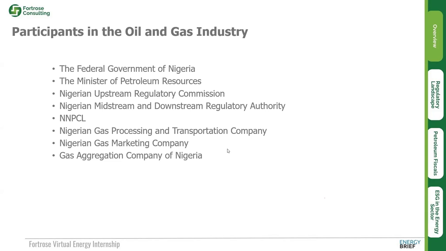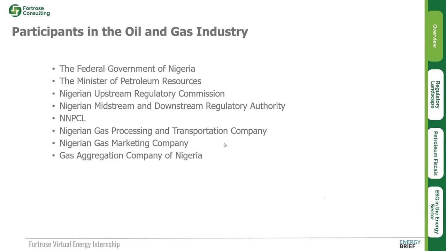All this might not make sense to you now, but just note, we have the NMDPRA, we have a transportation company that owns a major transportation infrastructure. And we have the Nigerian Gas Marketing Company that acts as intermediary between users of gas and off-takers. And then we have the Gas Aggregation Company.